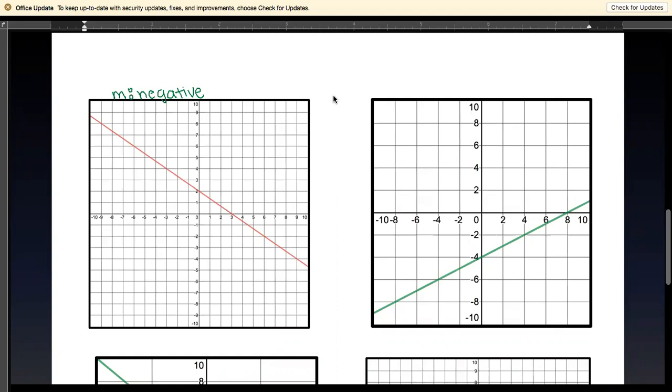What is the y-intercept? 2. It crosses the y-axis. This is my y-axis. It crosses the y-axis at positive 2. So b equals 2. What is the scale? What is my x-axis and y-axis going by? 1. And if you're wondering what I mean by scale, I'm just saying, what is each tick mark worth? 1, 2, 3. It's going by ones.